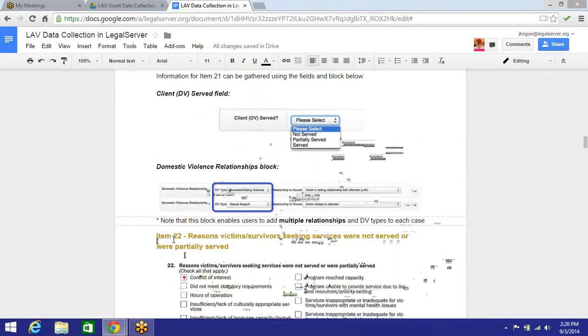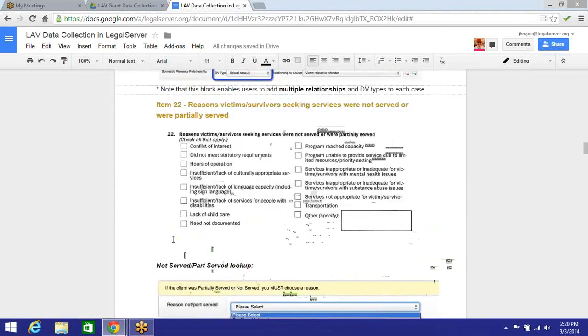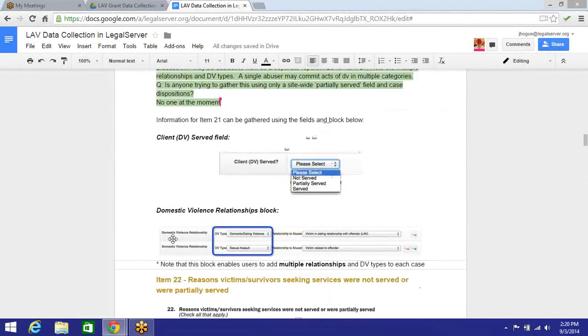There's one little trick here, which is this block can collect, and I think maybe this is the right place to talk about it. This block collects, you can have the same person, in other words, a spouse, for instance, who's committed multiple kinds of abuse. So you could have domestic violence, DV type is sexual assault, and the relationship to abuser is spouse. And you could have stalking, and the relationship to abuser is spouse. So you can have multiple kinds of DV by perpetrator, which I think matches what LAV is looking for.